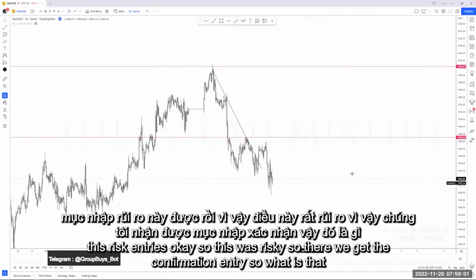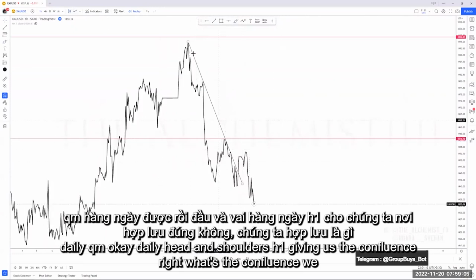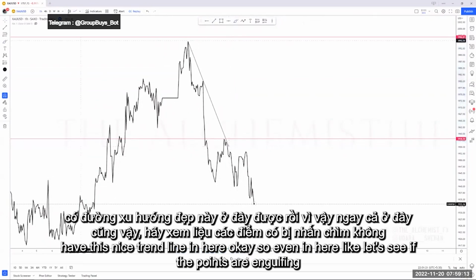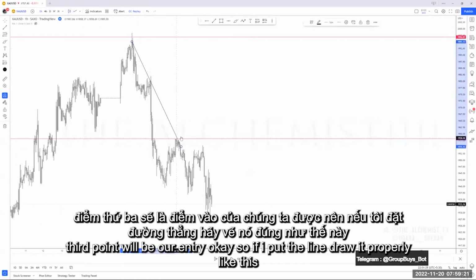So there we get the confirmation entry. So what is that? Daily QM. Okay, daily head and shoulders. H1 giving us the confluence, right? What's the confluence? We have this nice trend line in here. Even in here, let's see if the points are engulfing. I'm pretty sure. Yeah, first point engulfing. Can you see that very clearly? Second point engulfing. Third point will be our entry.